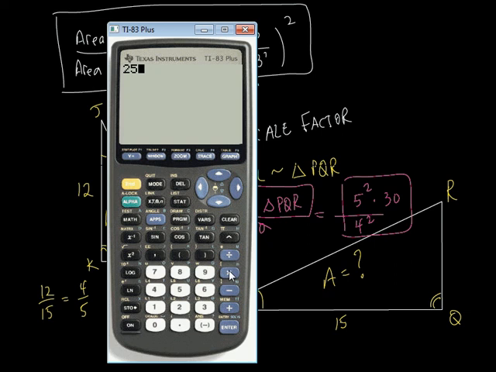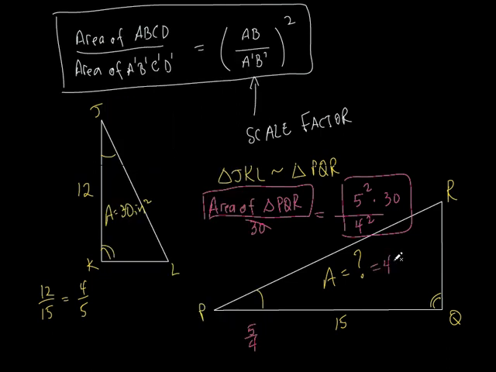So that's 25 times 30 divided by 16. And that gives you 46 point, let's say 9. Okay, so the area of this triangle is 46.9. They don't tell you how to round it, so we'll just keep it like that. All right, it's in inches, so it's square inches. So there you go.